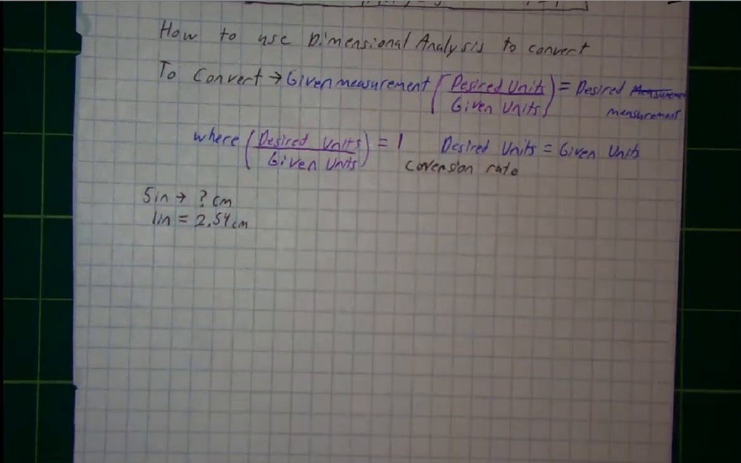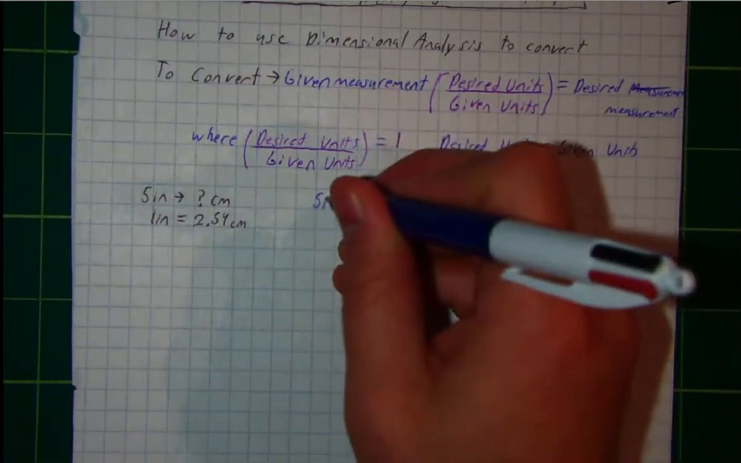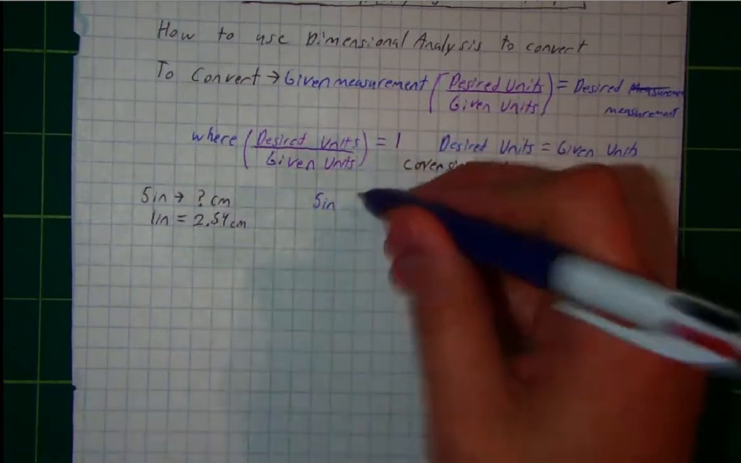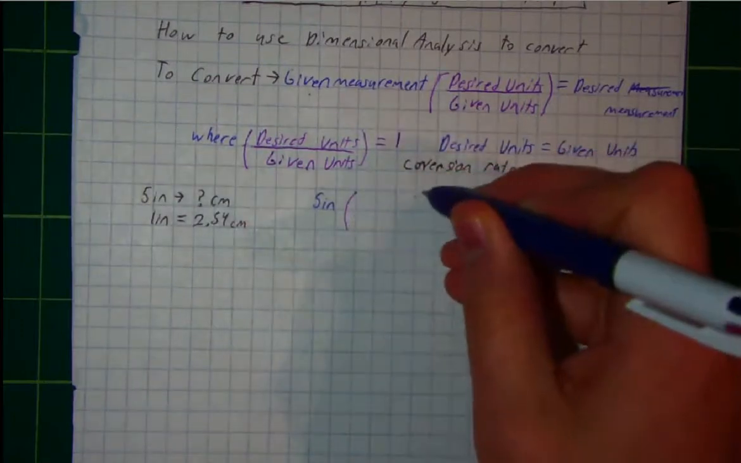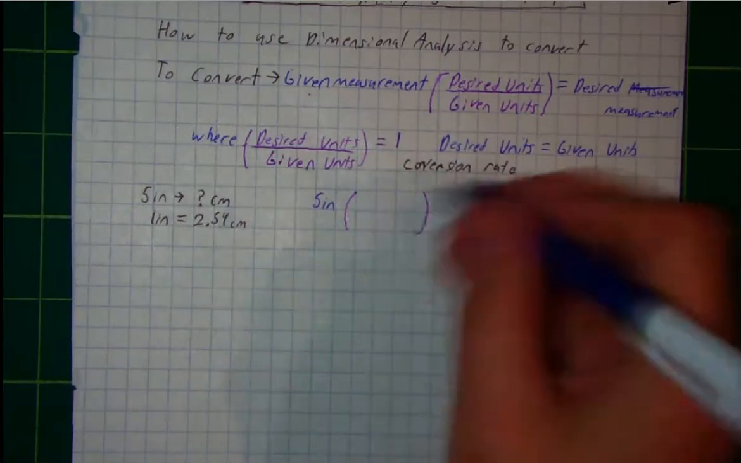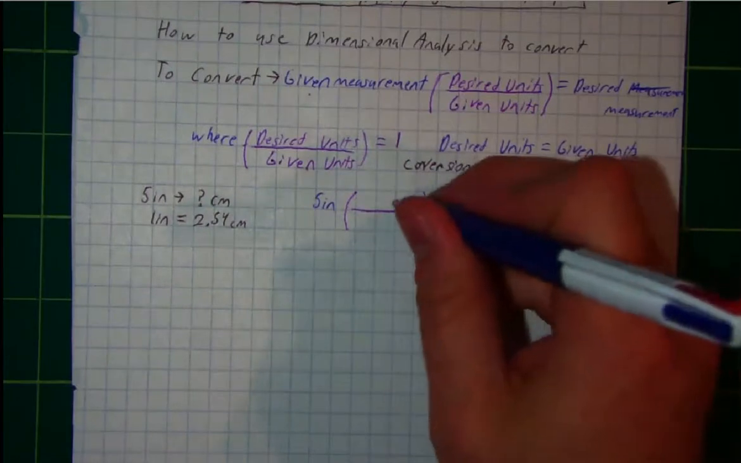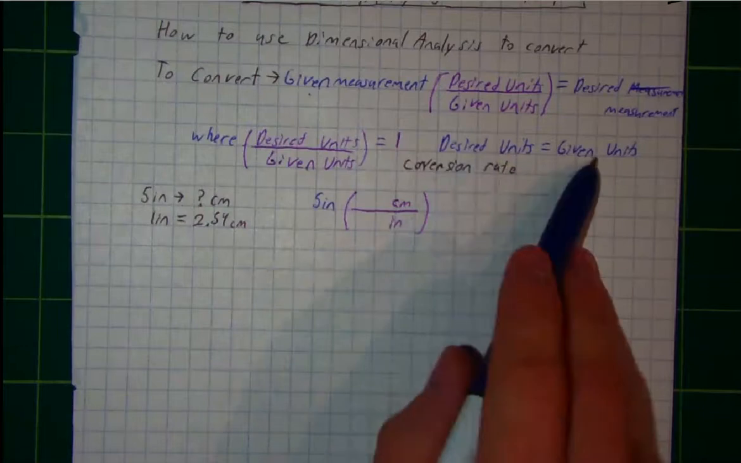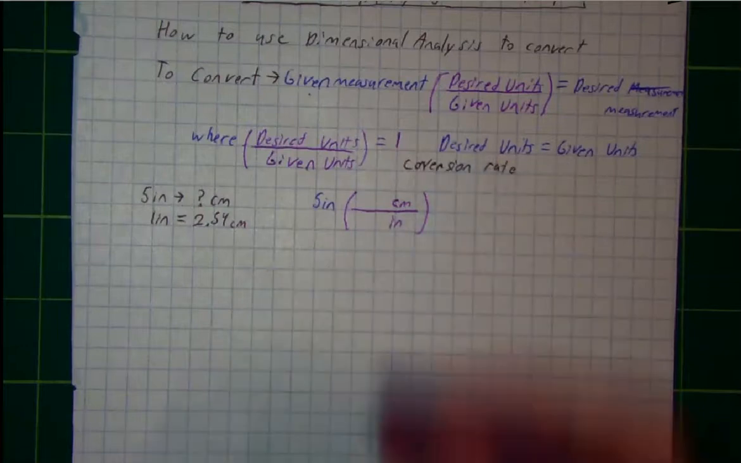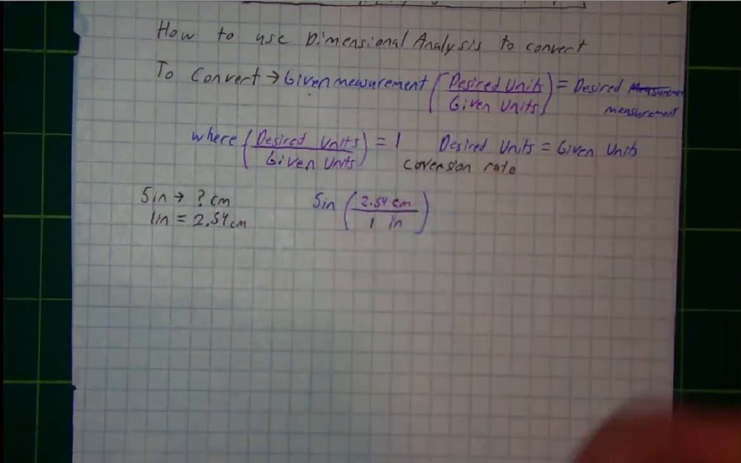So we take our given measurement, which is 5 inches, and we multiply that by, switching to purple here, the desired units divided by the given units. What are our desired units? Centimeters. And our given units are inches. We have to make these equal, and I know that 2.54 centimeters equals 1 inch. That's all you have to do.